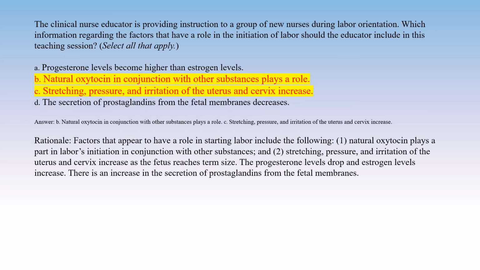Answer. B. Natural oxytocin in conjunction with other substances plays a role. C. Stretching, pressure, and irritation of the uterus and cervix increase. Rationale. Factors that appear to have a role in starting labor include the following. 1. Natural oxytocin plays a part in labor's initiation in conjunction with other substances. And 2. Stretching, pressure, and irritation of the uterus and cervix increase as the fetus reaches term size. The progesterone levels drop and estrogen levels increase. There is an increase in the secretion of prostaglandins from the fetal membranes.